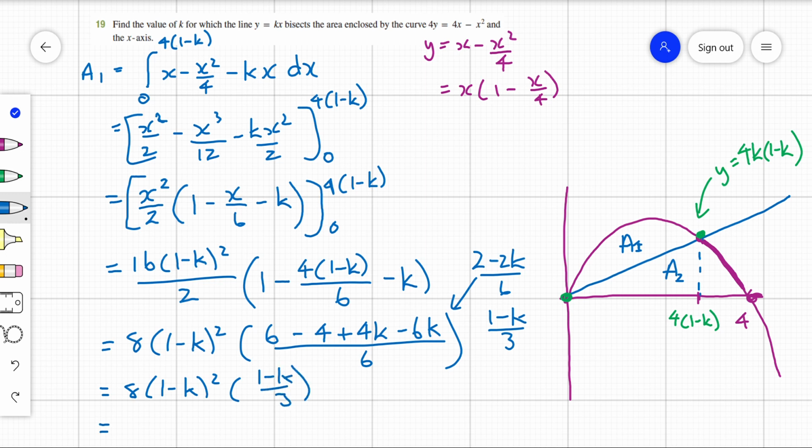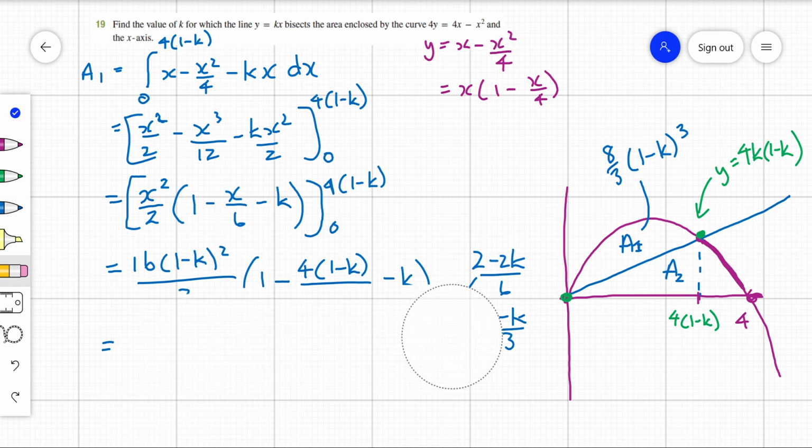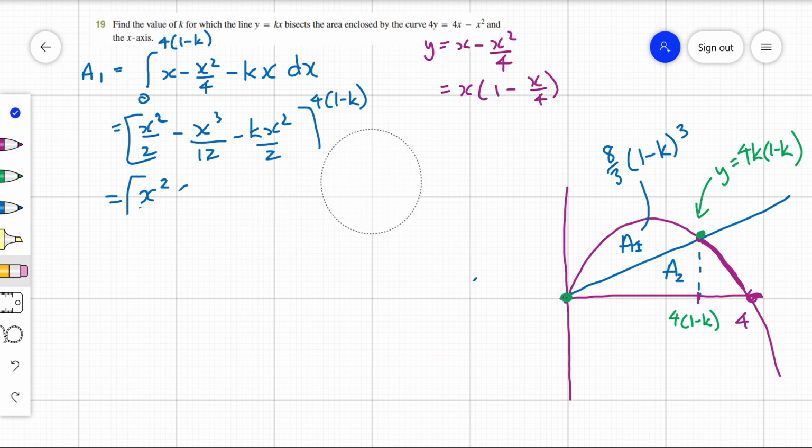So this will really be 8 on 3 and 1 minus k cubed. Alright, I got that last time, but anyway. So this is A1. I'm just going to point to A1 and write 8 on 3, 1 minus k, all cubed. Let's see if we are okay there.